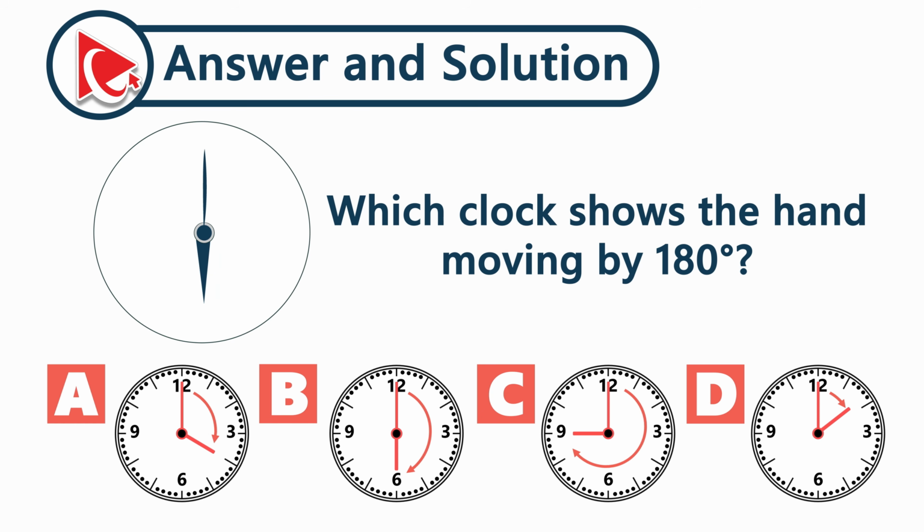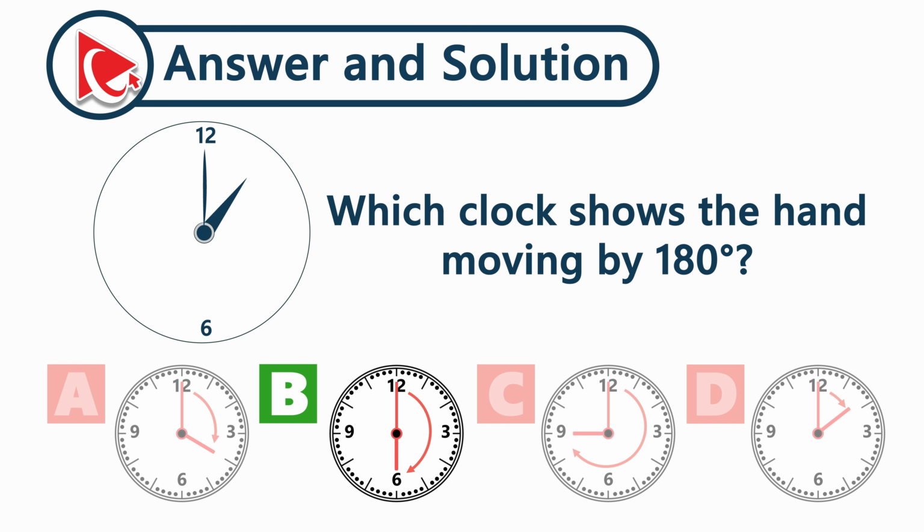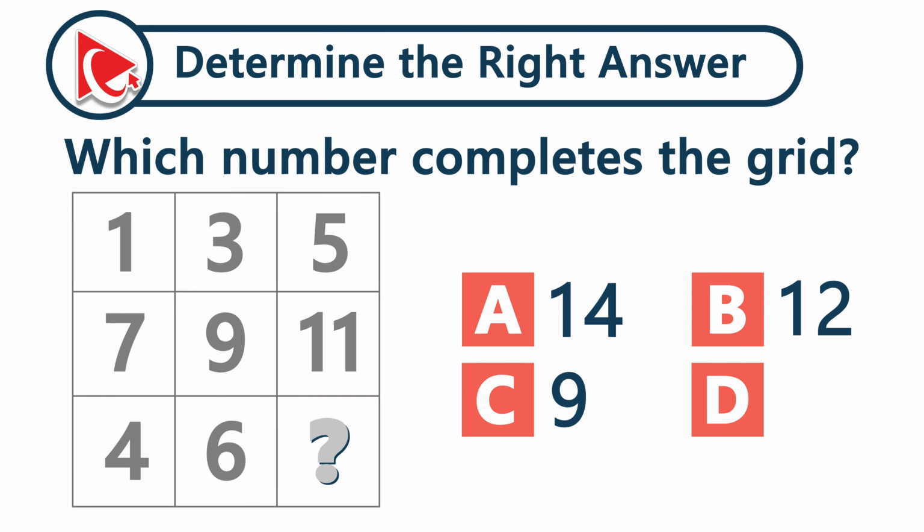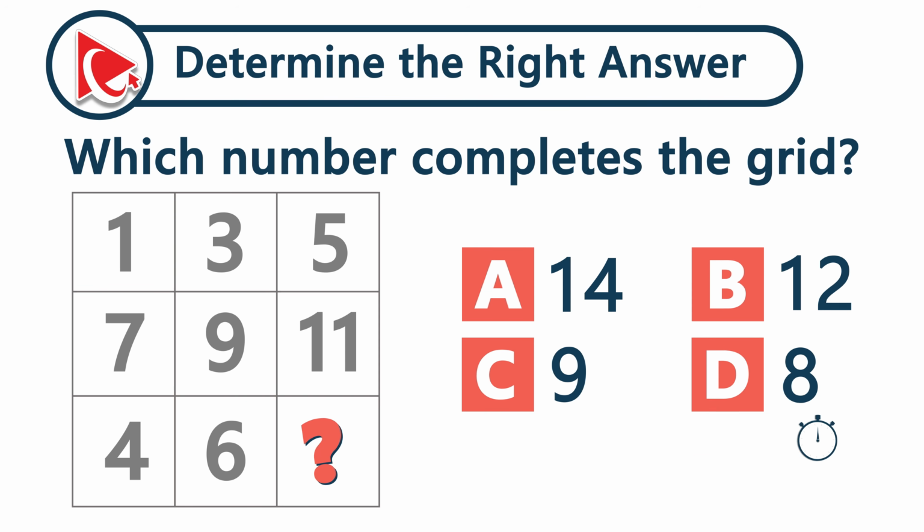If you have picked clock B, you got it. That hand travels from 12 to 6, exactly halfway around. That's your 180-degree turn. You see the number grid, but one number is missing. Can you crack the sequence before time runs out?